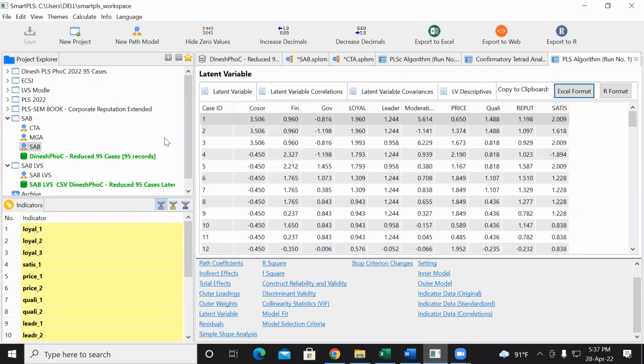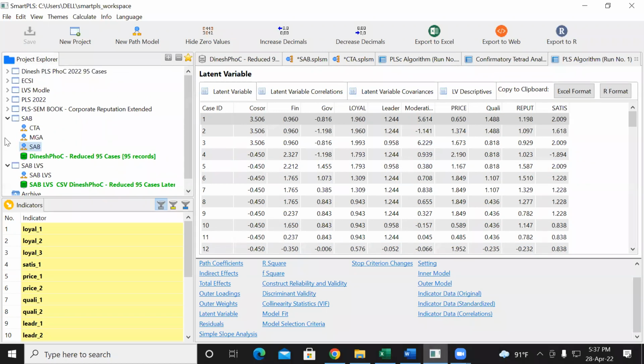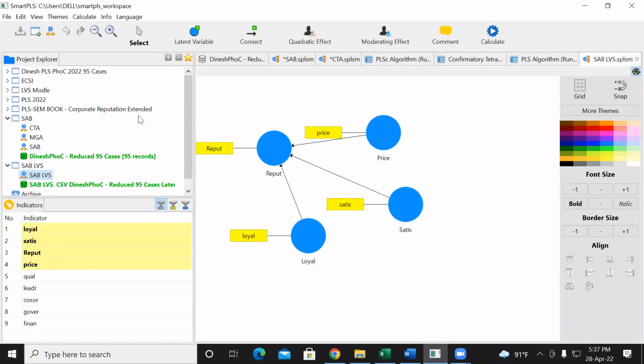That is how you do the confirmatory tetrad analysis for the higher order models. I will show you. It's like this. Now here I have created, but I can do something like this. I will show you.